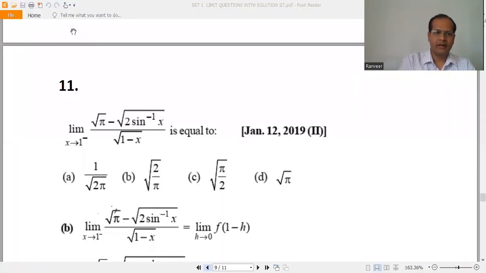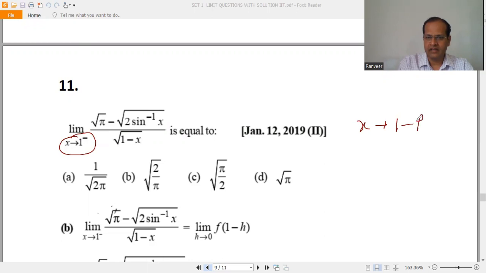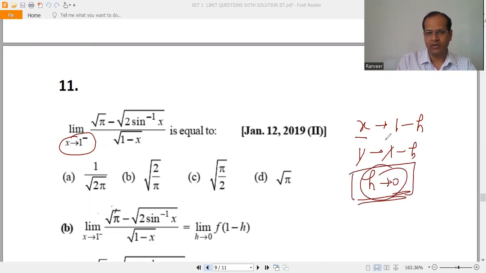Now question number 11, x tending to 1 minus, of pi minus root 2 sin inverse x by root under 1 minus x. So 1 minus is there. So in this type of question, first of all, what we have to do, x tending to 1 minus. So we can take this as x tending to 1 minus h. So x tending to 1 here, so 1 minus h. So this becomes h tending to 0. First of all, this we have to convert.